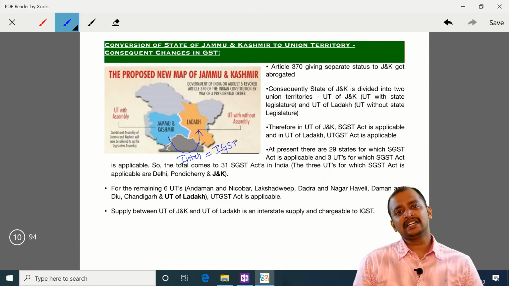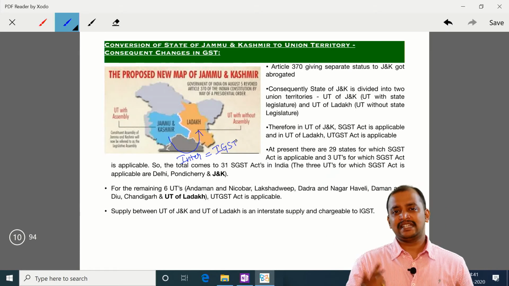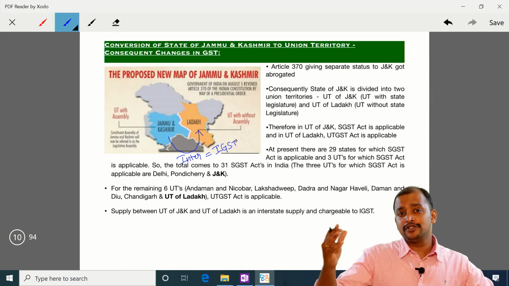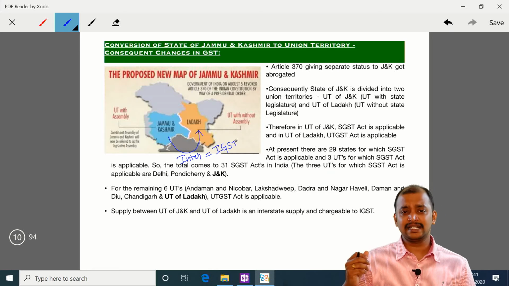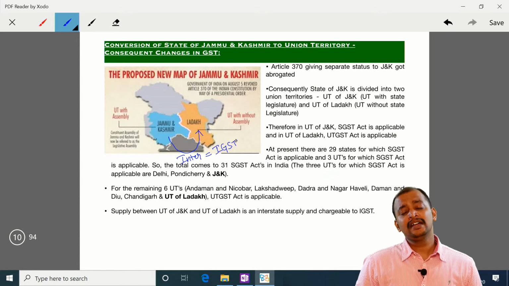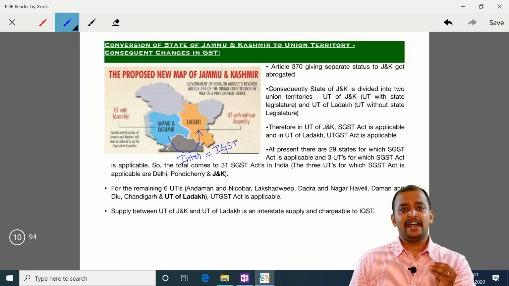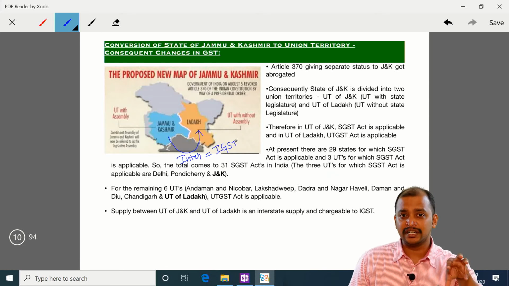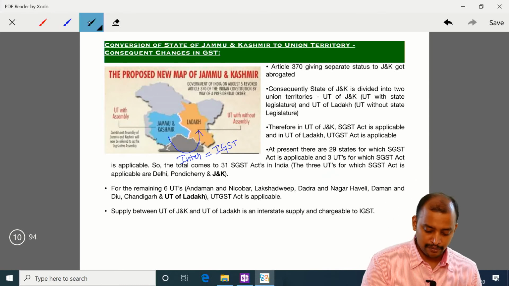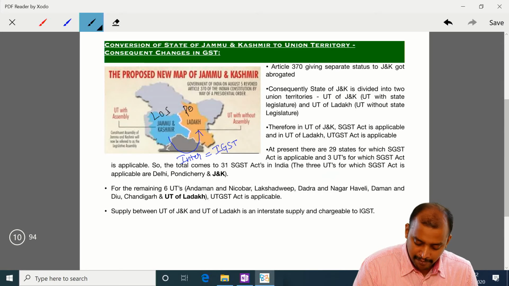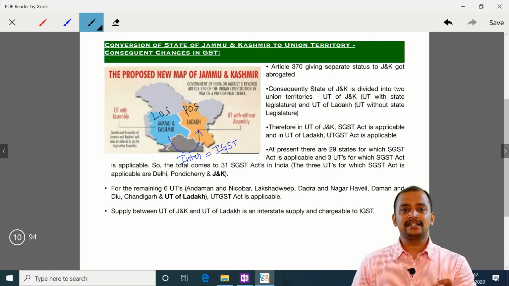And you all know that IGST will be levied and collected by the central government, and 50% of that IGST will be given to the consuming state. Suppose the interstate sale is between Jammu and Kashmir and Ladakh. What is an interstate supply? When the location of supplier and place of supply are in two different states, it is known as interstate supply. So if the location of supplier is in the Union Territory of Jammu and Kashmir, whereas the place of supply is Ladakh, then it is an interstate supply.